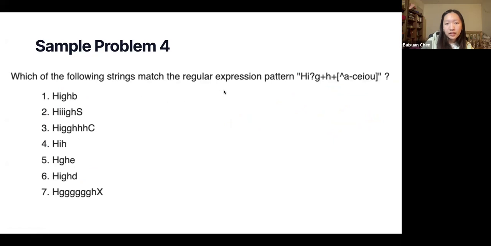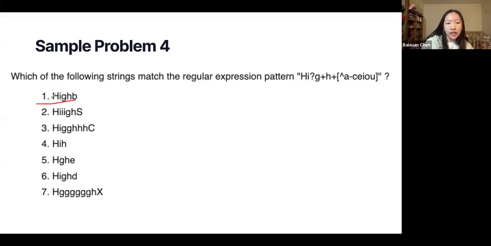Which of the following represent this regular expression? So let's go over what this one means. Again, the question mark represents 0 or 1 of this. So there must be 0 or 1 i's following an uppercase H, and then a plus, unlike a star, is 1 or more. So there has to be 1 or more G's, and then 1 or more H's, and then it must end in something that is not A, B, C, E, I, O, or U, because again, the caret represents not. So let's go through the strings.